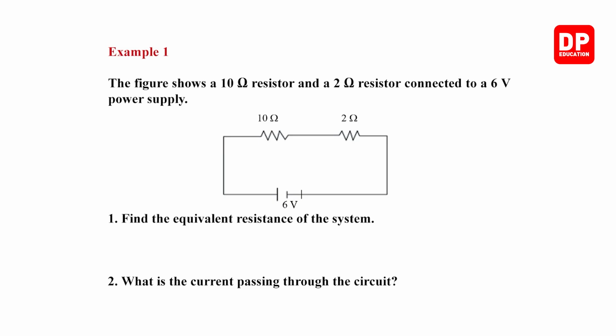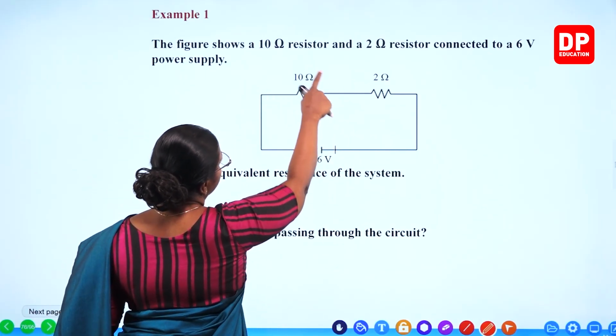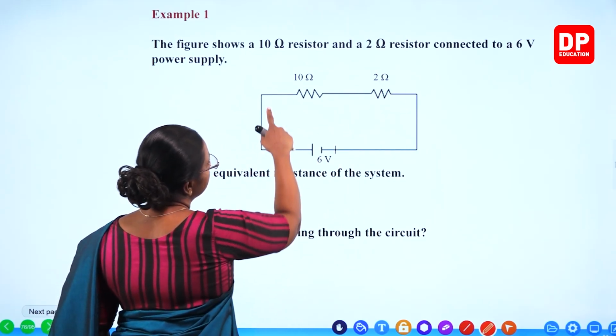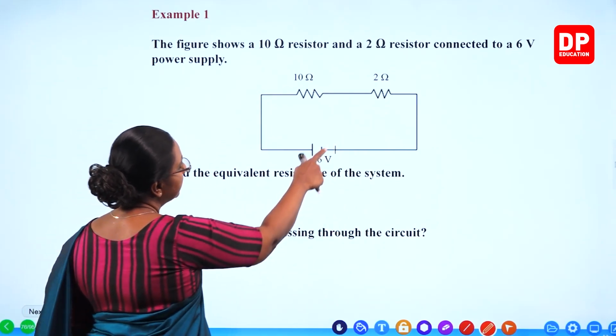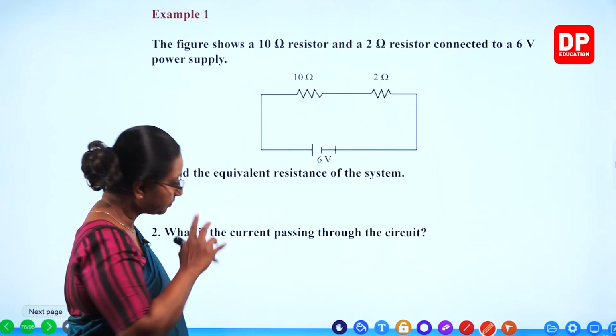Example 1. The figure shows a 10 ohm resistor and a 2 ohm resistor connected to a 6 volt power supply. So look at the diagram, students. Here we have a 10 ohm resistor. Here we have a 2 ohm resistor. They are connected in a series combination. And here you can see a power supply of 6 volts.